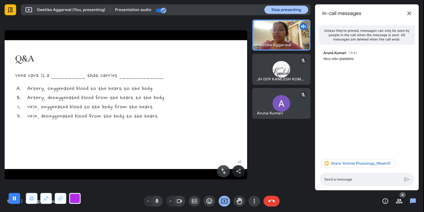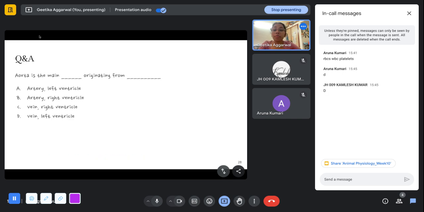The vena cava is a dash that carries dash. So what is the vena cava and what does it carry? The vena cava is a vein which carries the blood, which is deoxygenated, from the body to the heart. Aorta is the main dash originating from the dash.